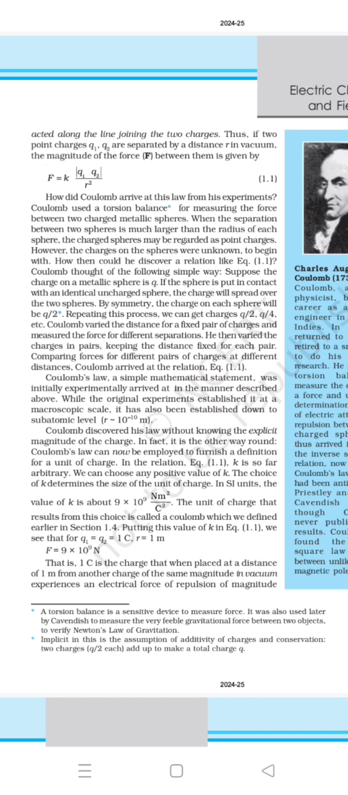How did Coulomb arrive at this particular law from his experiment? He used a torsion balance. It is basically used for measuring forces between two charged metallic spheres. When the separation between the two spheres is much larger than the radius of each sphere, the charged spheres may be regarded as point charges. However, the charges on the spheres were unknown to begin with. How could he discover such a relation?